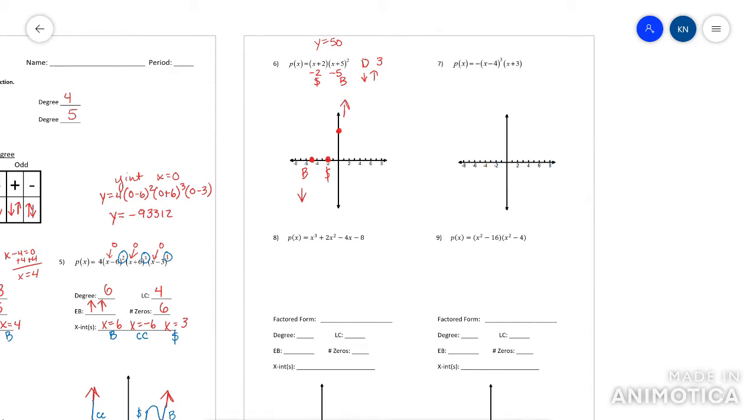All right. Now, if I connected this, it would look like this. I bounce off -5. Then I have to cut straight through -2, and I have to hit that y-intercept on the way out. Just like that. All right, the next one.